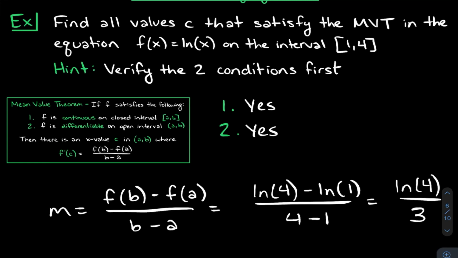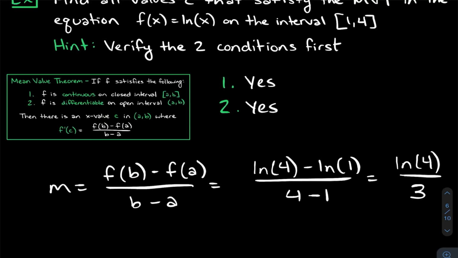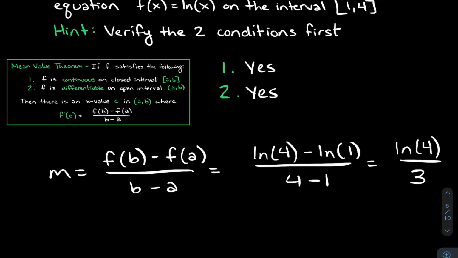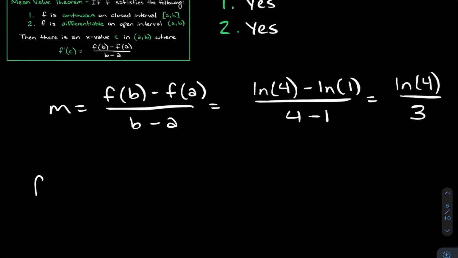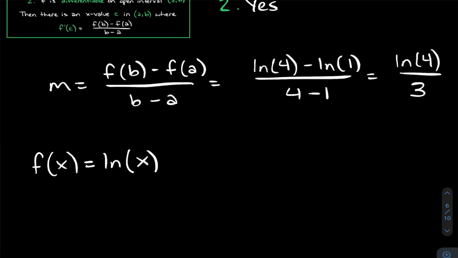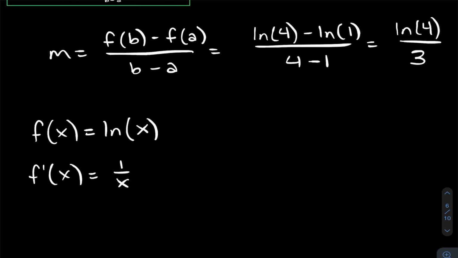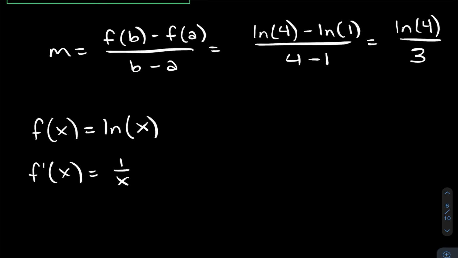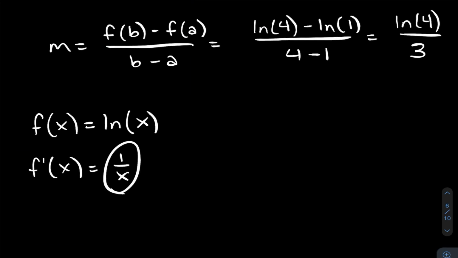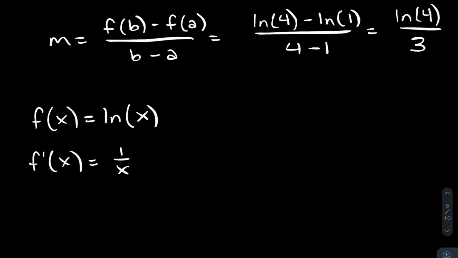So since we've passed our 2 conditions here, we know that this natural log of 4 over 3 is going to have to equal the derivative of natural log of x, which is 1 over x. It's going to have to equal that at some x value on this interval. And we can find that. All we have to do is set these two things equal to each other and see what x value we get.